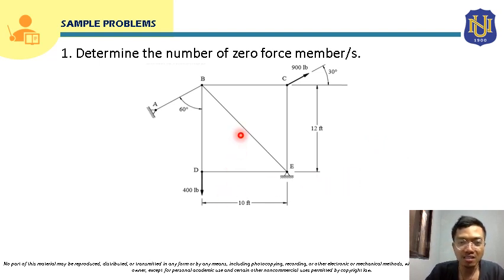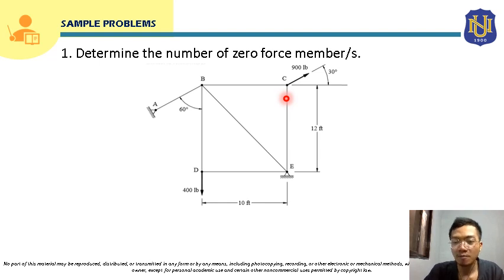So let's say for joint B, there are four members here. So there will be no case that can be applied here. For joint C, as we can see here, there are only two members. So we can apply case 1, but it has to satisfy the conditions for case 1. For case 1, the two members here should be non-collinear. So it satisfies that.